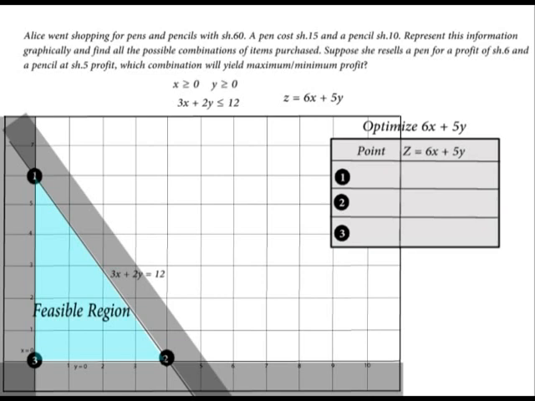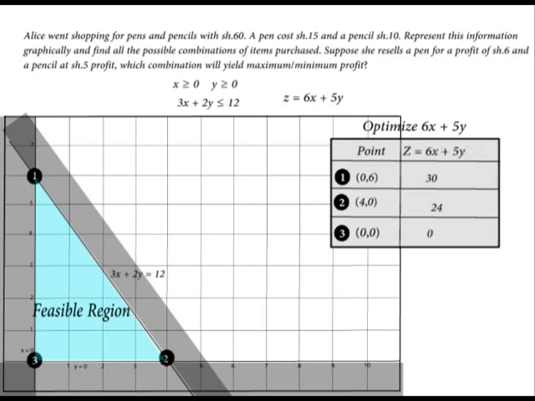At corner 1, the coordinates are (0, 6). Substituting in the objective function, we have 6 times 0 plus 5 times 6, giving us 30. At corner 2, the coordinates are (4, 0). Substituting in the objective function, we have 6 times 4 plus 5 times 0, giving us 24. Corner 3, the coordinates are (0, 0). If we substitute, we end up with 0.